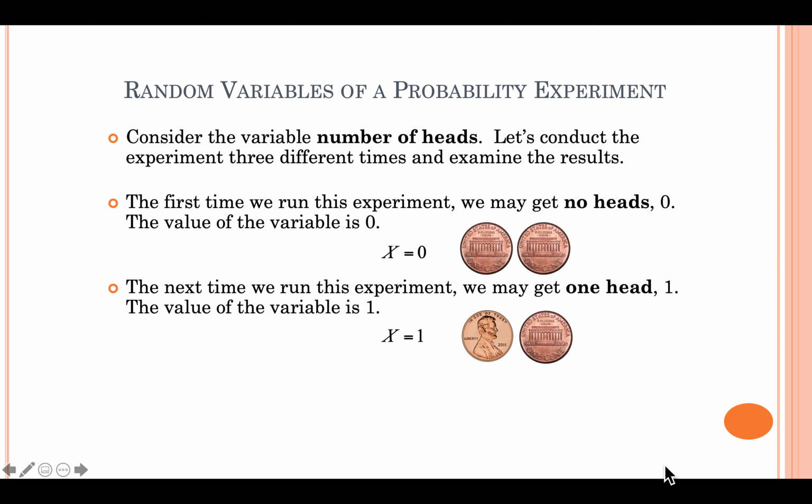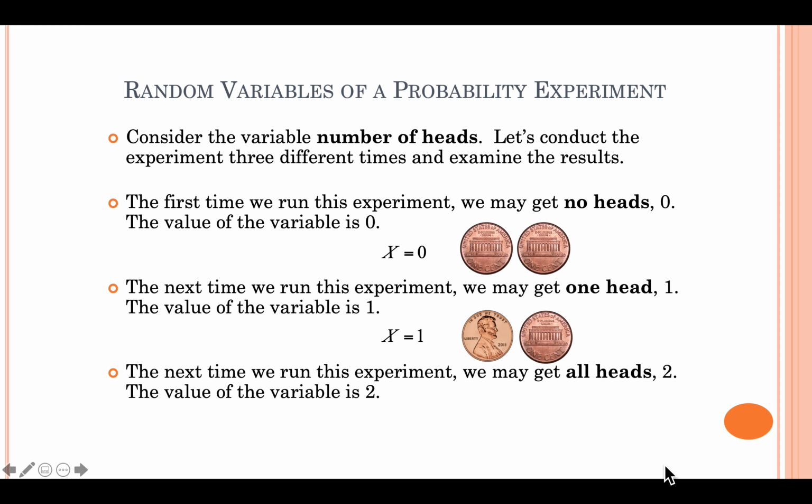And if we run the experiment a third time, we may get 2 heads. Heads on both tosses, and therefore the value of the variable is 2, and so we assign the value of 2 to the variable x. So we ran this experiment 3 times, and each time we got a variable number of heads. The first time we got 0 heads, the second time we got 1 head, and the third time we got 2 heads.